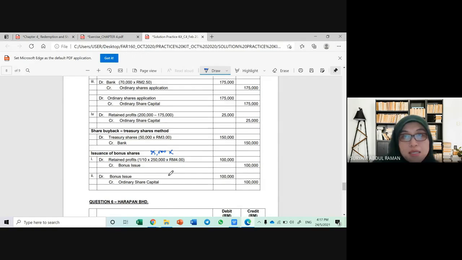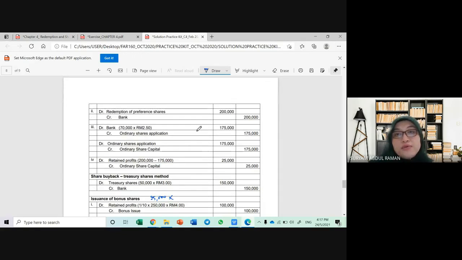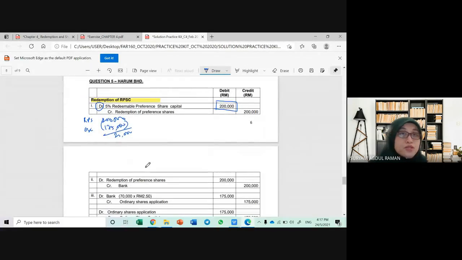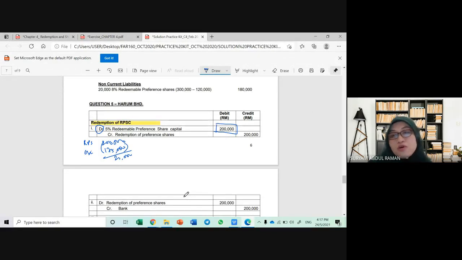So class, that's all for question 5. You just have to prepare the journal entry. You don't have to prepare the statement of financial position. So I think chapter 4 is quite easy compared to chapter 3. If you understand well the ground of chapter 3, inshallah you can do well in chapter 4. So that's all for chapter 4.